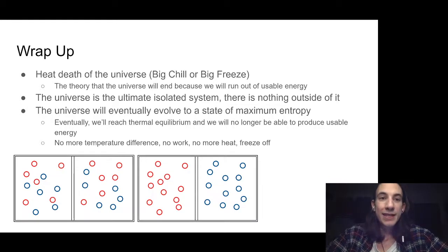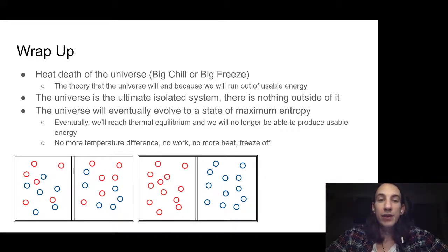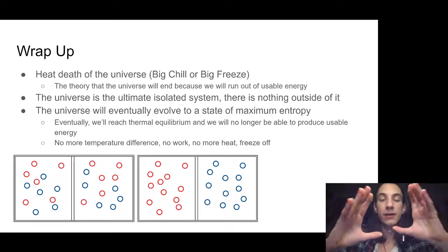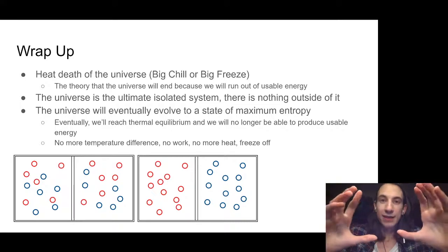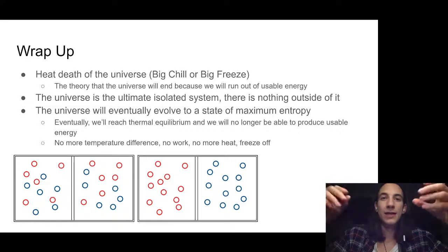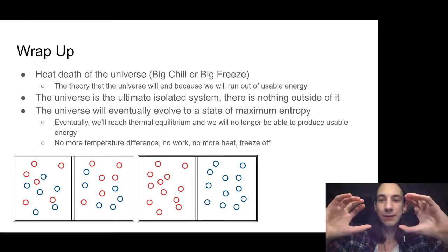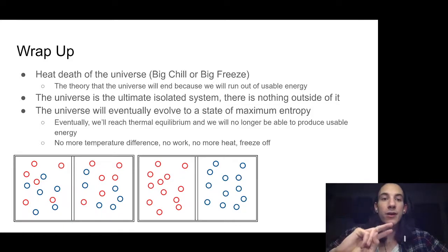This one is really cool. The heat death of the universe, or also called the big chill or the big freeze, is this theory, and it's based entirely in the second law of thermodynamics, but it says that the universe will end because we'll run out of usable energy. This idea that the universe is the ultimate isolated system. There's nothing outside the universe. Everything that ever has and ever will be exists within our universe, and there's nothing that we can get outside of this universe to get energy. And so the universe itself is an isolated system. There's nothing outside of it. And because it's an isolated system, it has to follow the second law of thermodynamics.